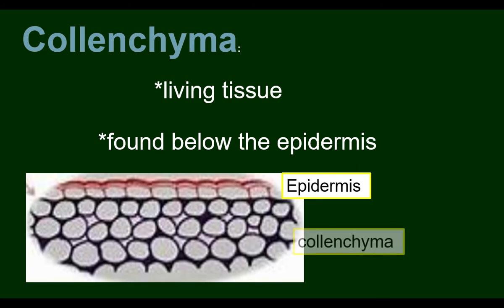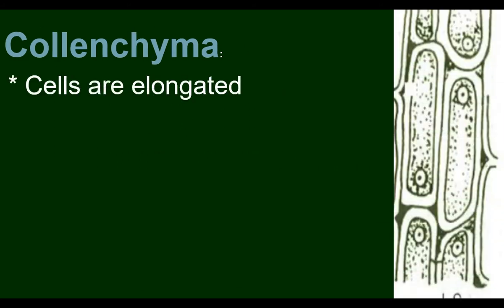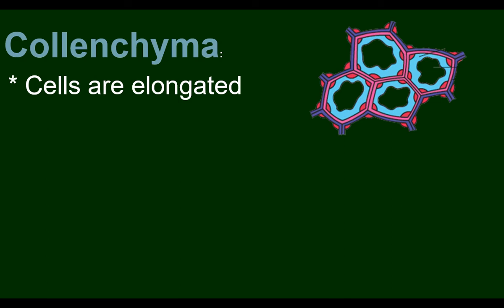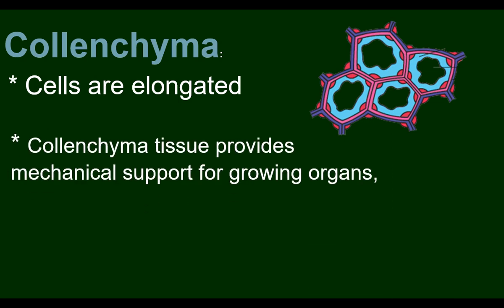Collenchyma is present below the epidermis. The cells are elongated. They are long cells. When we take a slice of cells, they show thickening at the corner. The cell wall is thickened at the corner. The cell wall thickening is not uniform. Collenchyma tissue provides mechanical support for growing organs. The young organs, the leaf stalk and flower stalk, are flexible and strong due to the presence of collenchyma. Mechanical support means support against breakage.